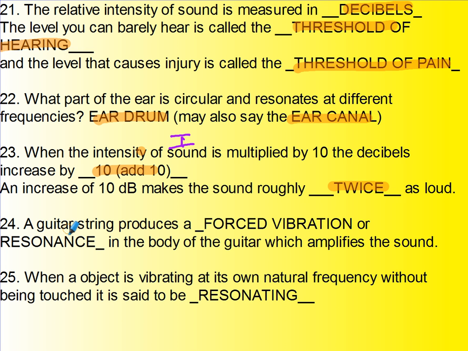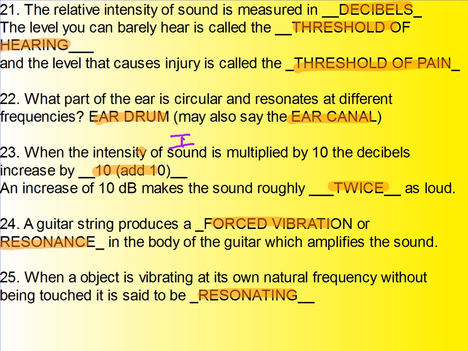Now, a guitar string produces a forced vibration, or you could call it a resonance in the body of a guitar, which amplifies the sound. When you get resonance, you get the really nice tones. When an object is vibrating at its own natural frequency without being touched, it's resonating.